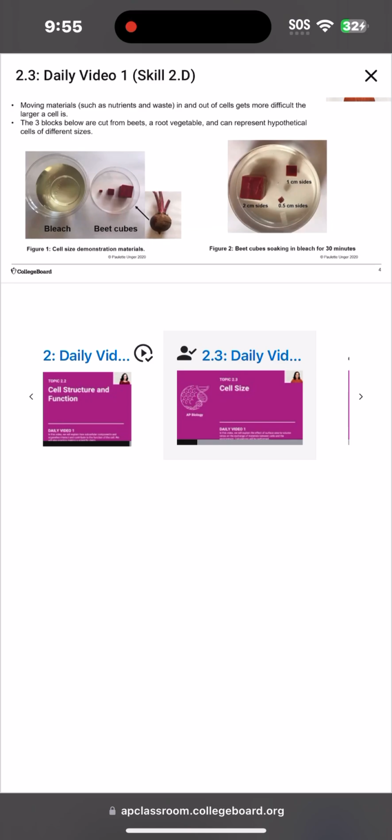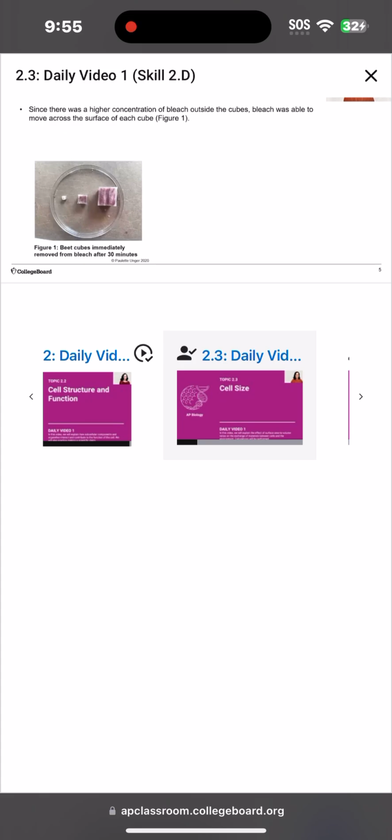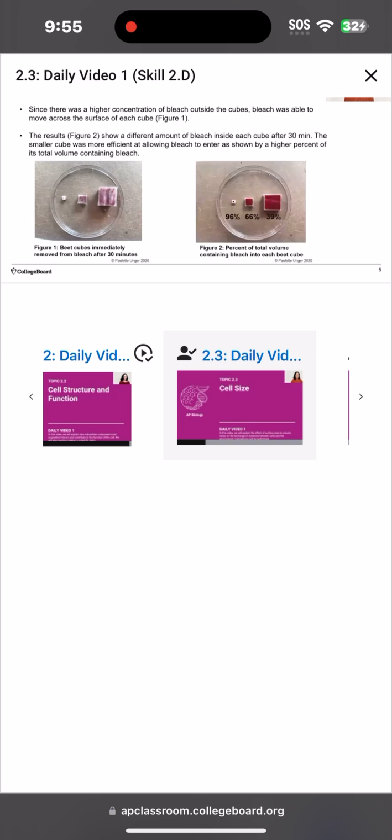Let's check it out. So since there was a higher concentration of bleach outside the cubes, bleach was able to move across the surface of each cube, as you can see here by the white coloration of each cube. But I was curious how much bleach actually was transported throughout the entire cube. So I cut each cube in half, and this is what I saw.